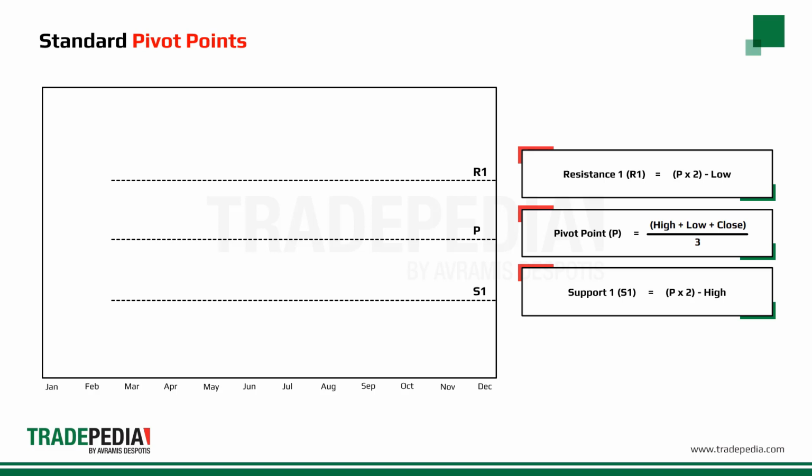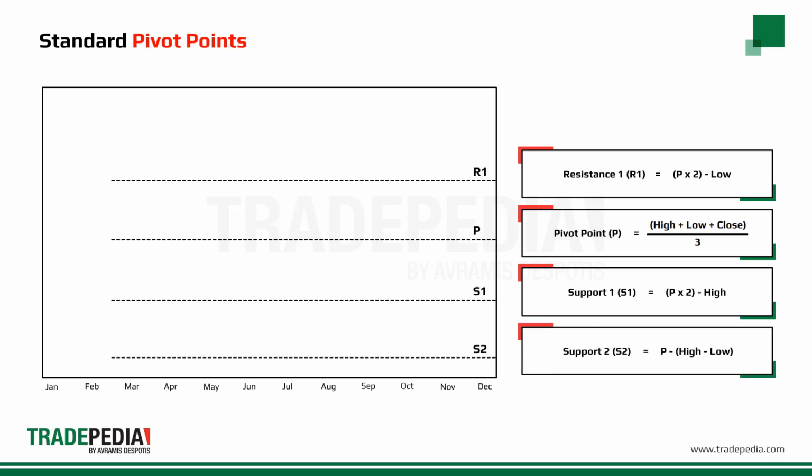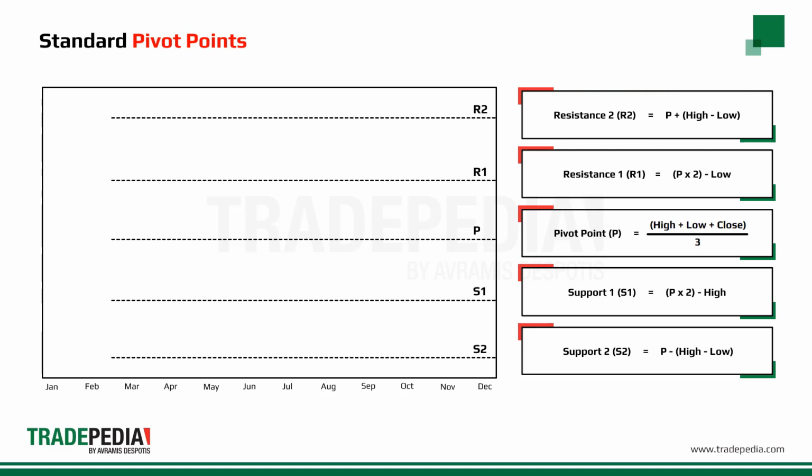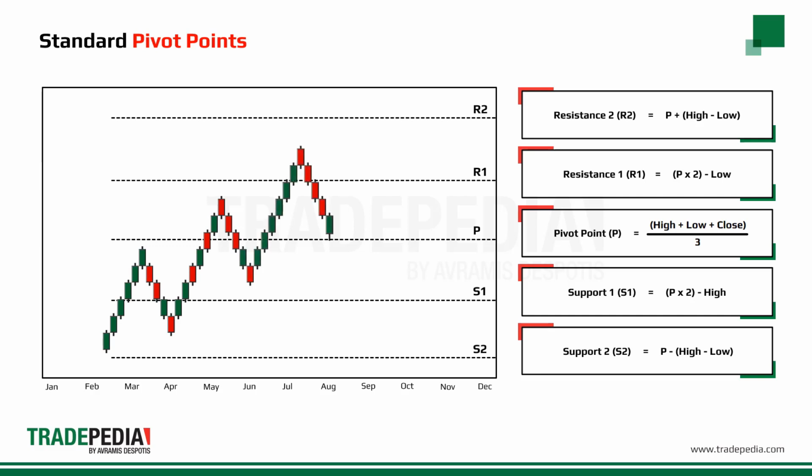An additional support level can be found by subtracting the range of the previous period from the main pivot point. An additional resistance can be found by adding the range of the previous period to the main pivot point. Now that we have calculated the pivot points using the higher time frame, we can use them to trade. If the prices find support on the pivot, it implies further strength towards the next resistance levels. Trading below the pivot point suggests weakness towards the first support, which, if broken, implies further weakness towards the next support level.